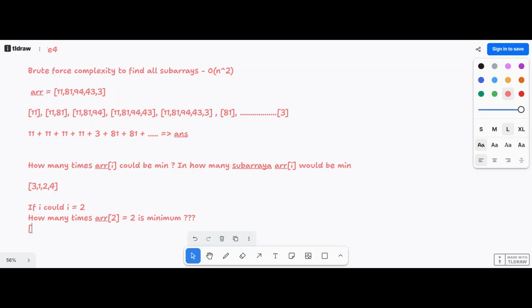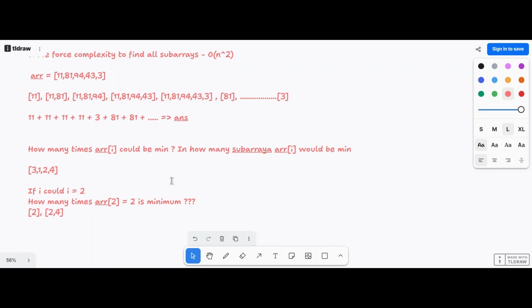For 3, 1, 2, it's not the minimum. For 1, 2 it's not again. For 2 it's the minimum, and for 2, 4 it's the minimum. Only for these two subarrays is 2 the minimum. So 2 is the minimum 2 times. If we find the number of times array of i is the minimum, multiply array of i by that count, and then sum it, it becomes easy. But the question is, how do we find the number of times this number is the minimum?